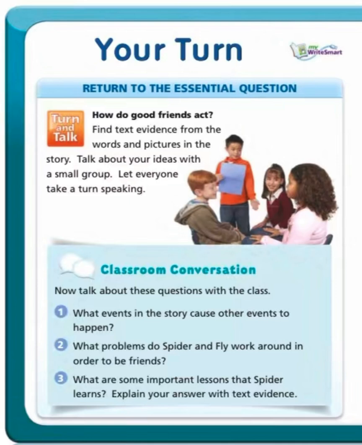Classroom conversation. Now talk about these questions with the class. 1. What events in the story cause other events to happen? 2. What problems do Spider and Fly work around in order to be friends? 3. What are some important lessons that Spider learns? Explain your answer with text evidence.